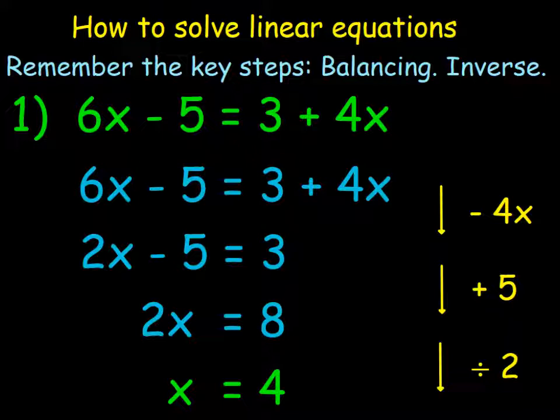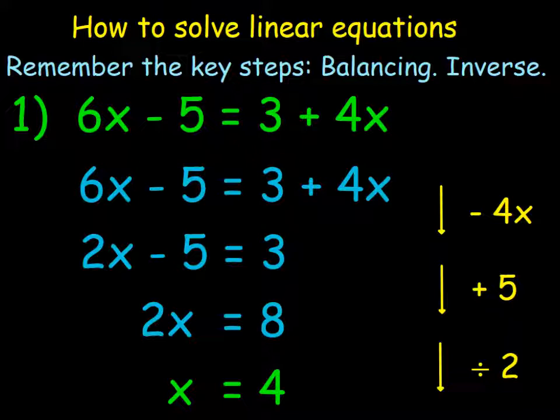First of all, we looked at which side we should gather the x's on. Because 6x is bigger than 4x, we want to gather the x's on the left hand side. That means we have to move the plus 4x. To move plus 4x, you do the inverse.